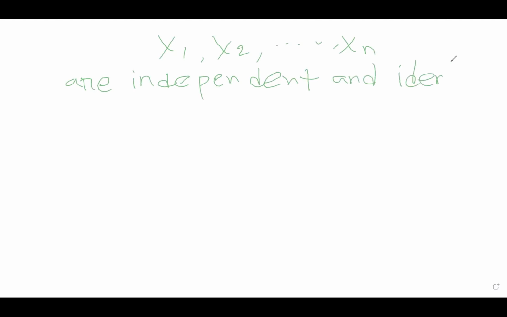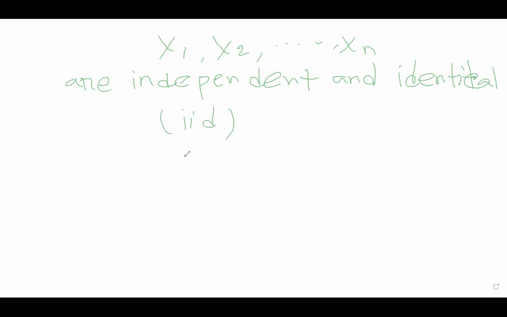For example, we have x1, x2, up to xn observations, and all are independent and IID distributed. IID means independent and identical. So x1, x2, xn are independent and identical. That means the xi's are IID.